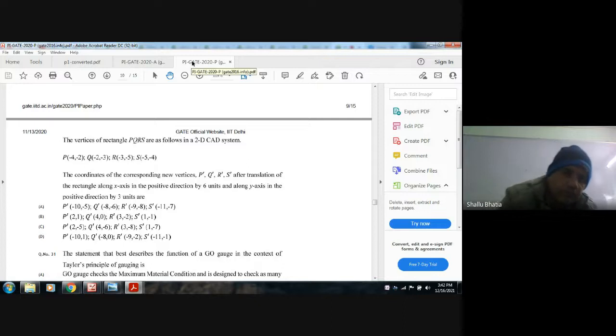Now for P dash, we are adding x equal to 6 in x direction and y equal to 3 in y direction. So just add 6 to the x coordinate and 3 to the y coordinate. So minus 4 plus 6 is 2. So the answer will be according to option B or C. Here it should be minus 2 plus 3, which is 1. So the answer is B.